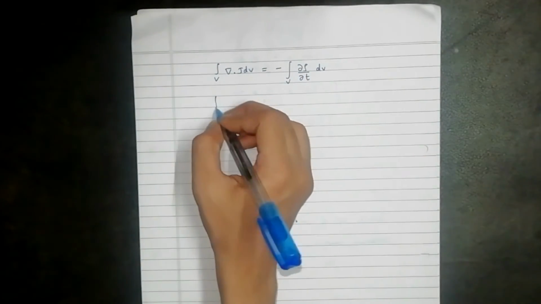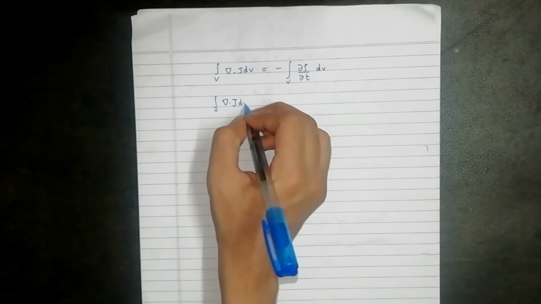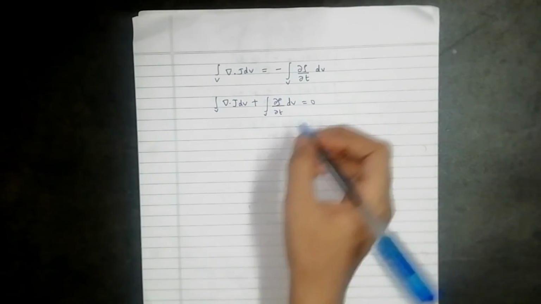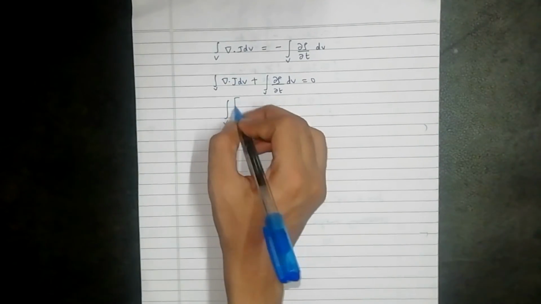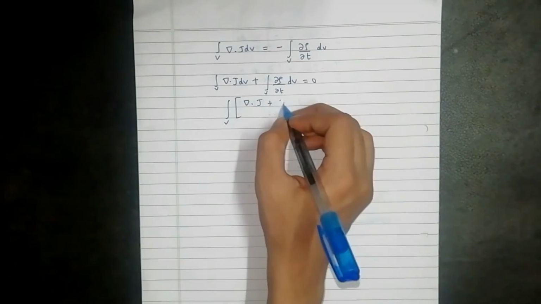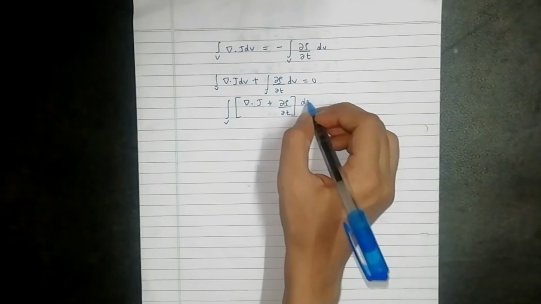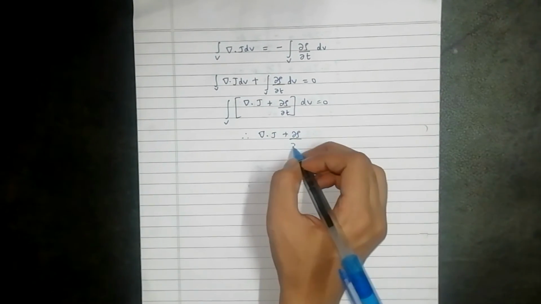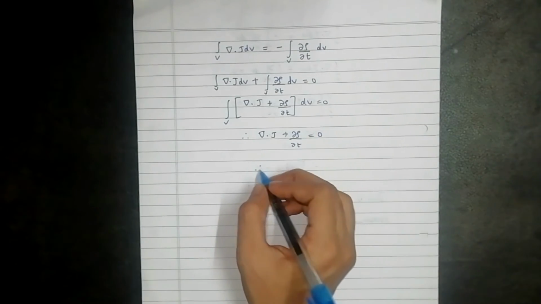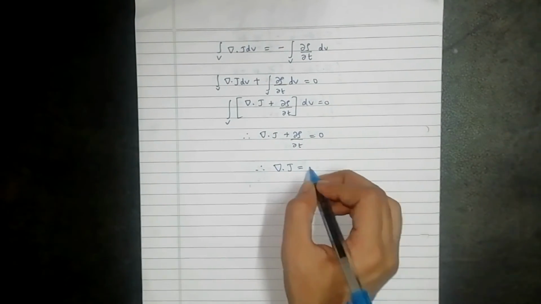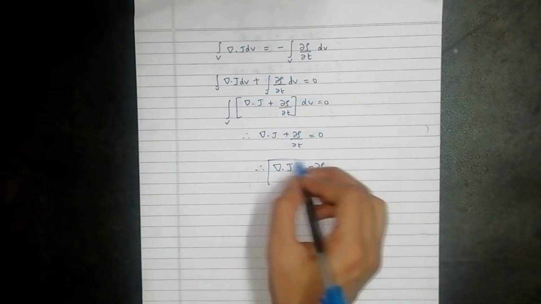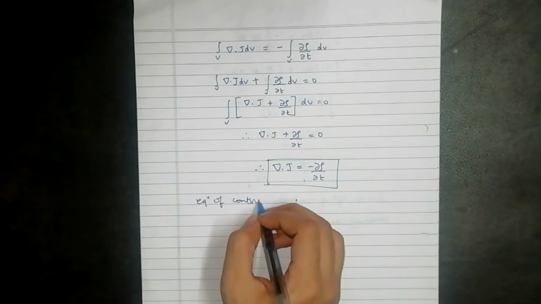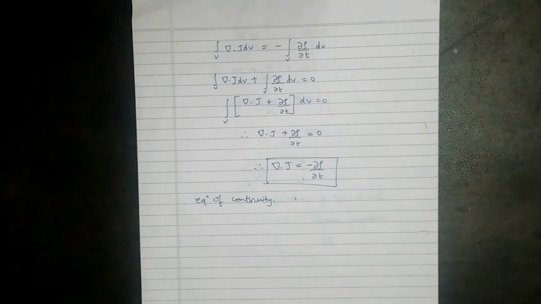Take this on the other side. So the volume integral of del dot J dV plus the volume integral of dou rho by dou t dV equals 0. Take the volume integral common. So the integral of del dot J plus dou rho by dou t dV is equal to 0. This means del dot J plus dou rho by dou t equals 0, and this can be written as del dot J is equal to minus dou rho by dou t, and this is nothing but my equation of continuity. So in this way we have derived the equation of continuity.